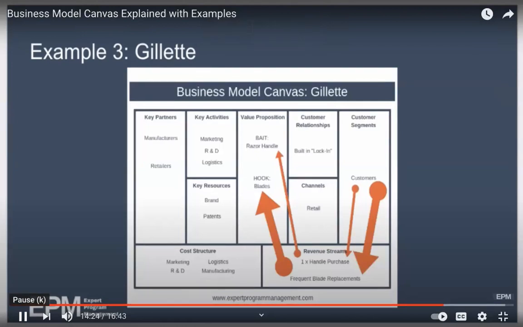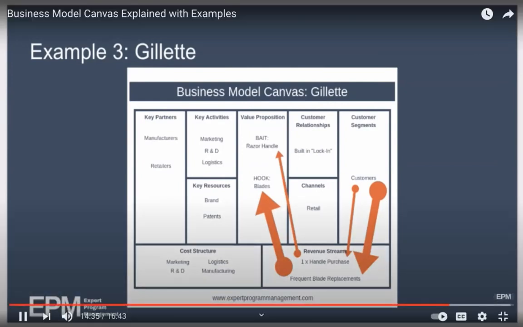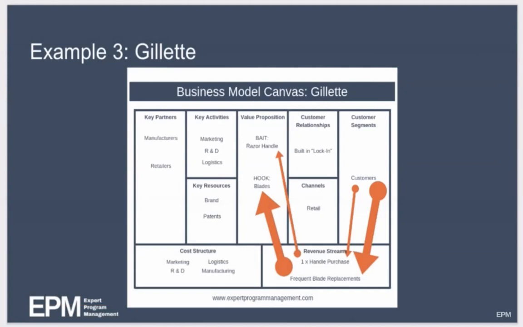Now, the third example we're going to look at is that of Gillette. And Gillette's business model is based on the bait and hook business pattern or business model pattern. And that pattern is characterized by an attractive, inexpensive, or even free initial offer that encourages ongoing future purchases of related products or services. Now, within this business model, the bait is often provided at a loss, subsidized eventually by the hook. So in Gillette's case, they offer an inexpensive razor handle, and that's the bait, and then continued purchases of the blades represent the hook.